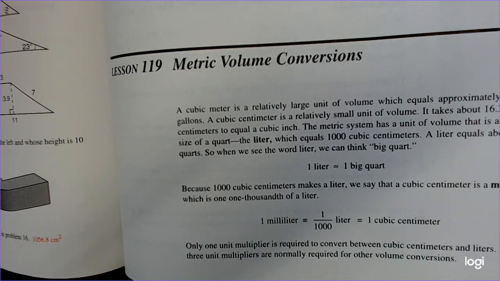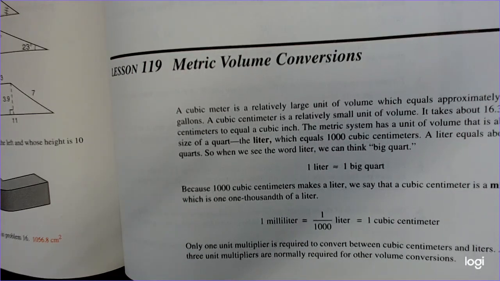Pre-Algebra Lesson 119, Metric Volume Conversions. Now this is very similar to the previous lesson where we did English volume conversions. All the rules are going to be the same. It's just going to be unit multiplier problems, but instead of English measurements, we're going to use metric measurements. There's only one change, and that is whenever we come across cubic centimeters and milliliters.